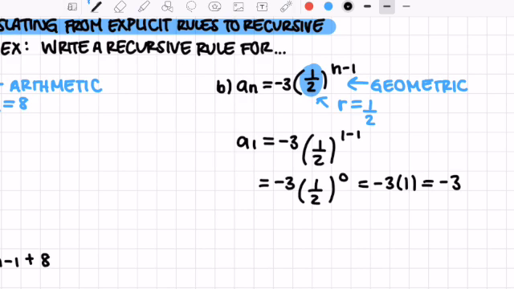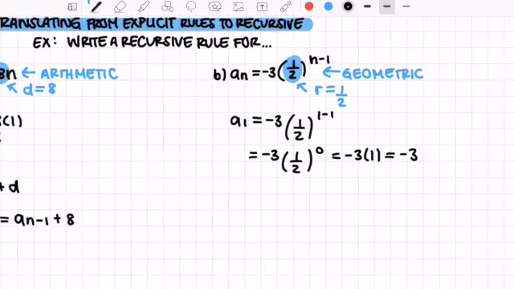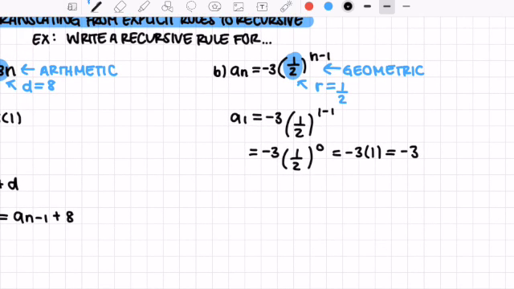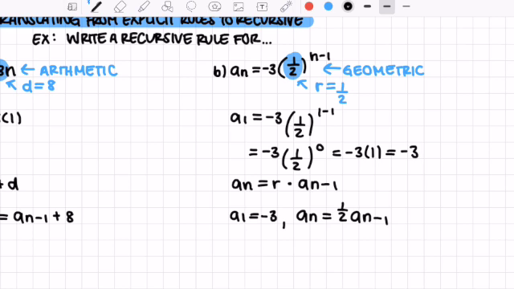So once I have my first term and I have my rate, I can rewrite it into the format of the recursive rule. So our formula is an equals r times an minus 1. The only thing I'm really changing here is going to be my rate. That's it. My given is that our first term is equal to -3, and I'm just going to enter the r value for 1 over 2. And that's multiplying with an minus 1. And that would be my final answer.